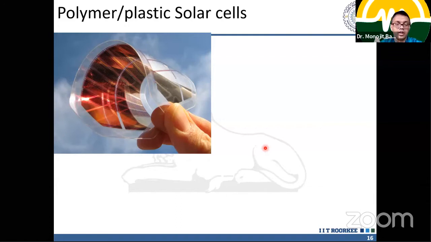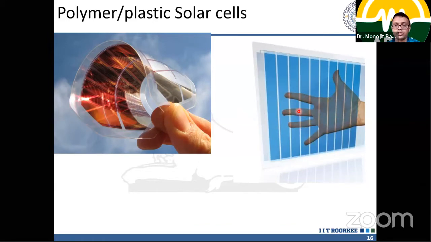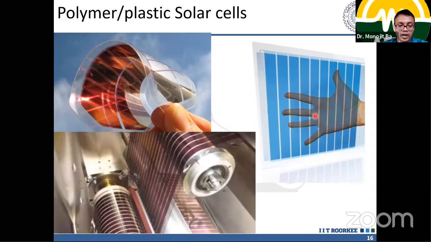I'll come to the nanoparticle later on. If you look at the polymer solar cell, they are much thinner, much lighter. You can see they are very flexible. You can roll it like this. They are also semi-transparent, right? You can use them in various ways. And they are compatible with roll-to-roll printing. So you can fabricate solar cells like printing a paper. You have a big roll and you can put all these layers in a single shot. So you can fabricate solar cells quite fast, and the throughput will be quite large in that sense.